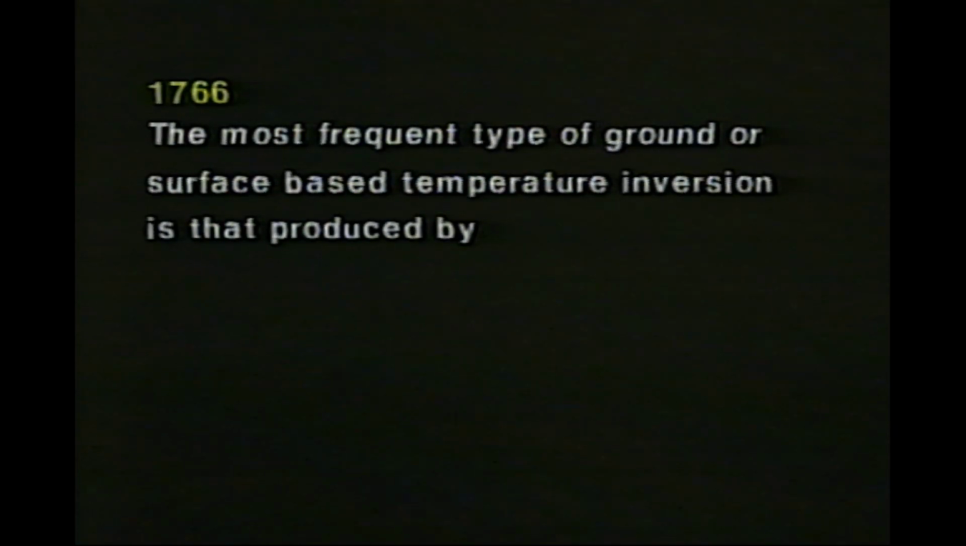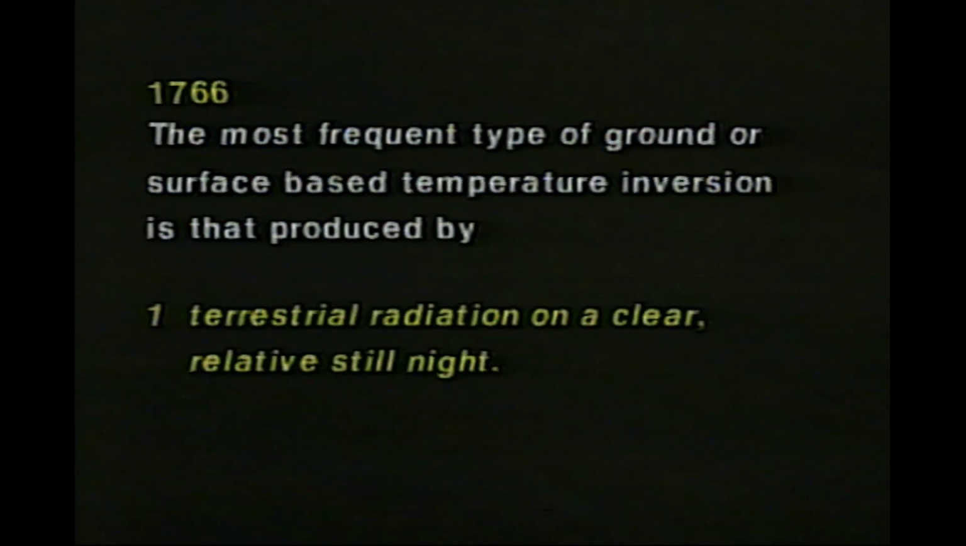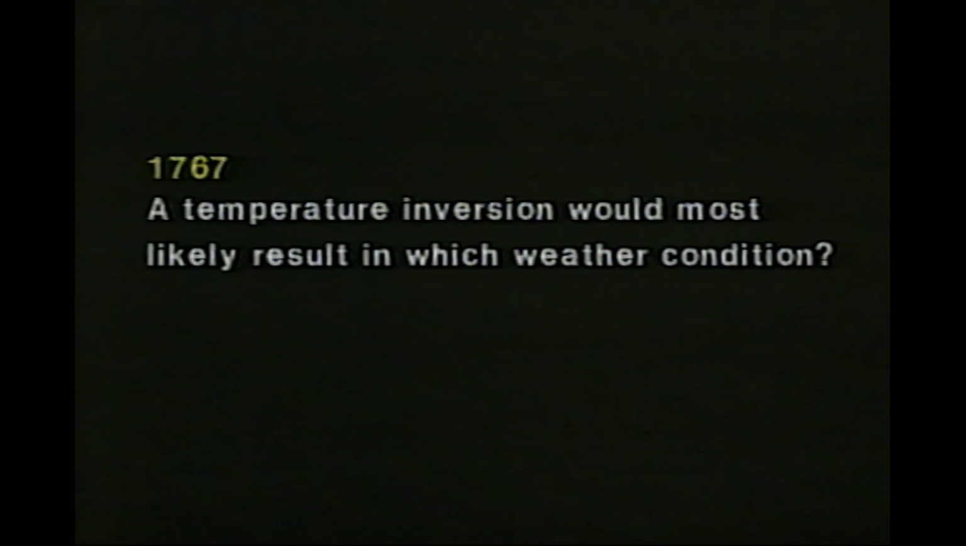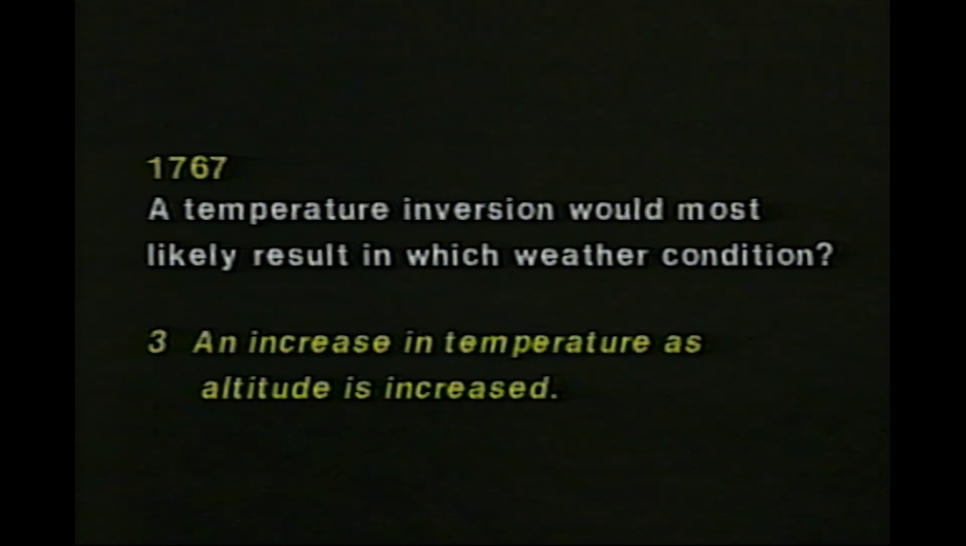Question 766. The most frequent type of ground or surface-based temperature inversion is that produced by? Answer 1, terrestrial radiation on a clear, relatively still night. Question 767. A temperature inversion would most likely result in which weather condition? Answer 3, an increase in temperature as altitude is increased.